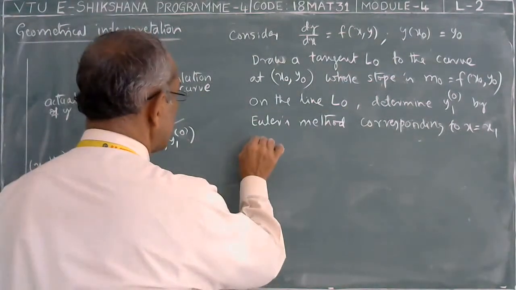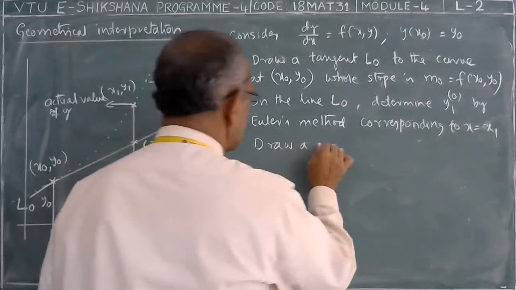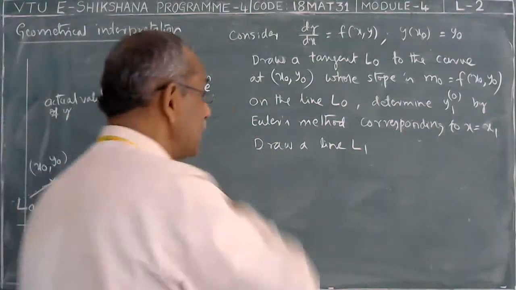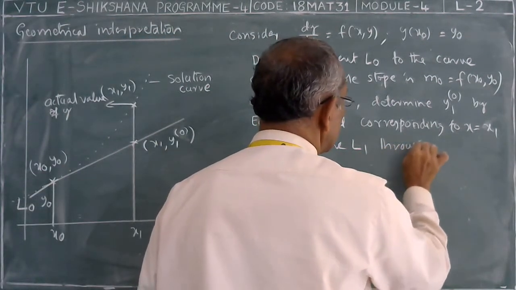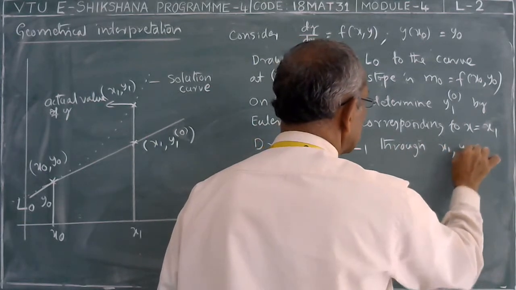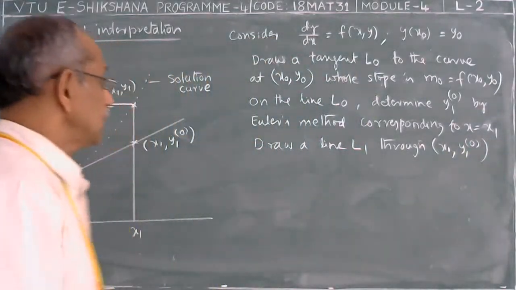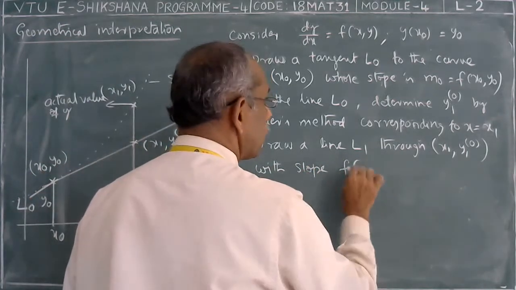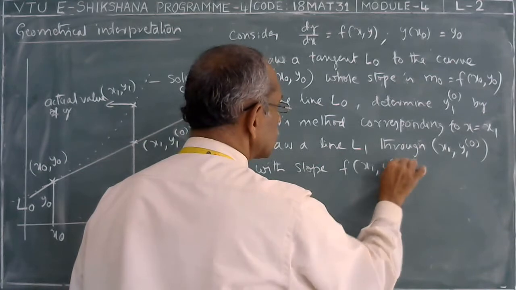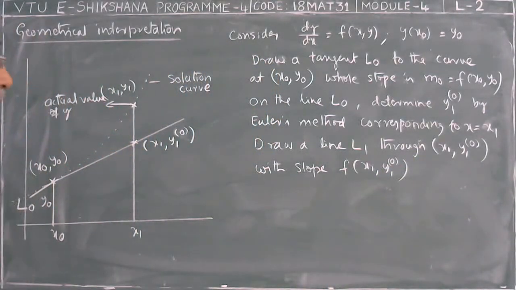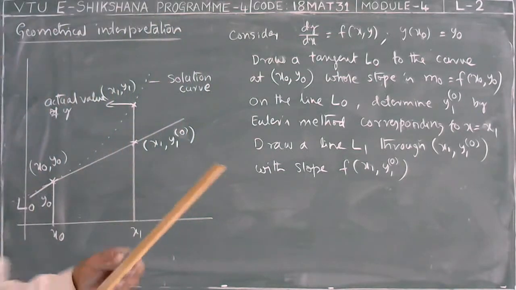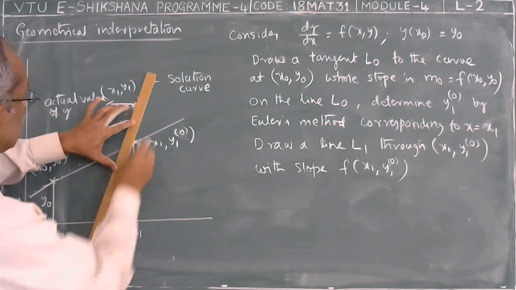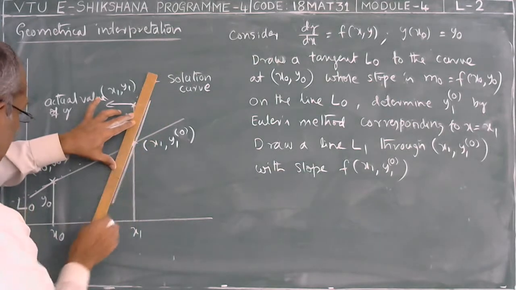So now, draw a line L1 through x1, y1 0 with the slope f of x1, y1 0. So let us write down that. Let us say this is the line L1.